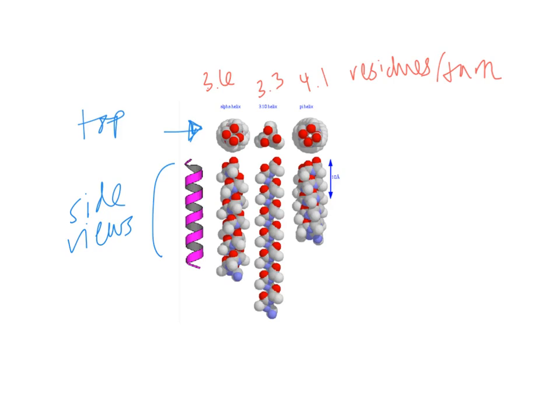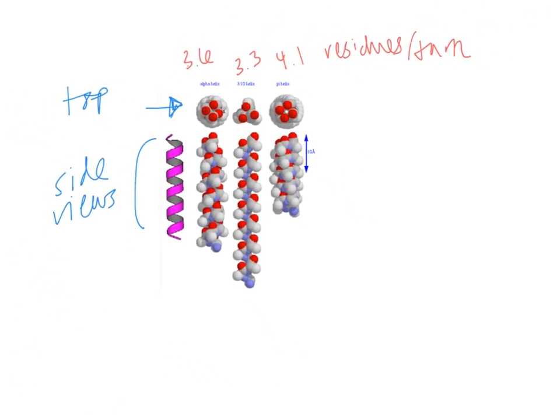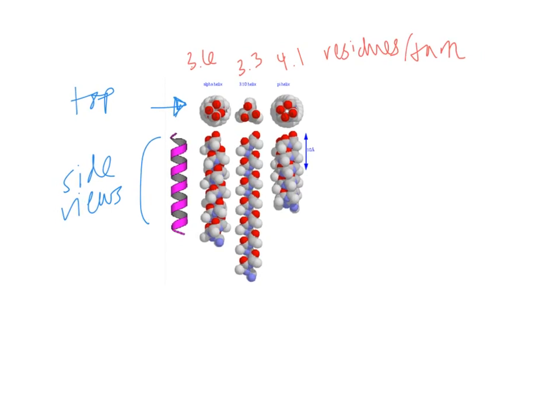So hopefully you can see in the alpha helix we have one, two, three, and a little chunk there, which represents the 0.6. So that's 3.6 residues per turn. The 3-10 helix, again, is a much tighter turn per helix. One, two, three residues per turn. And if you were to see the next little turn of it, you'd see it would be a 3.3. And then the pi helix, that's the widest one. That's one, two, three, four, and then 0.1 is a little teeny tiny guy right behind this. So now you know the number of residues per turn for each of the different kinds of helices.